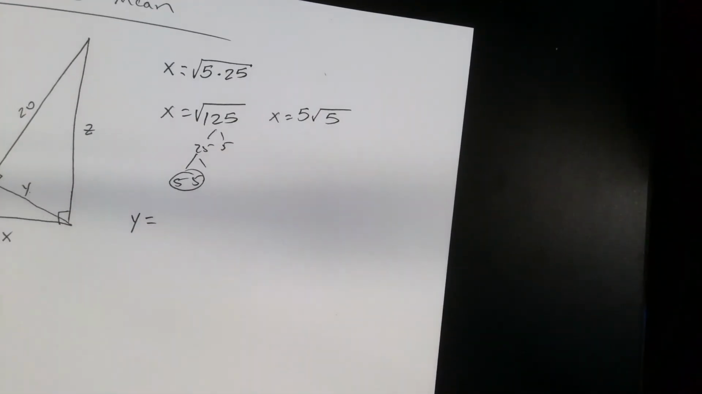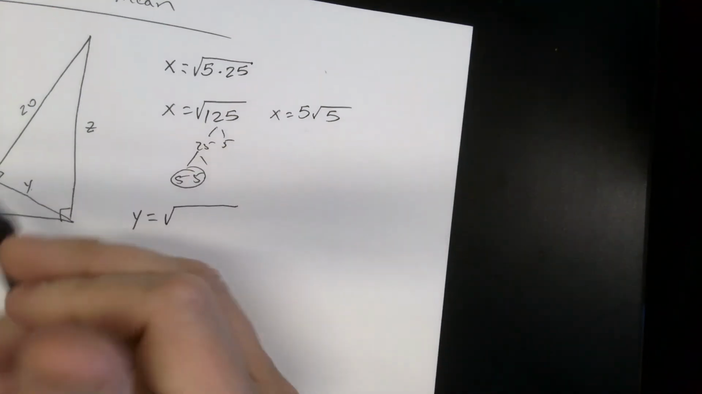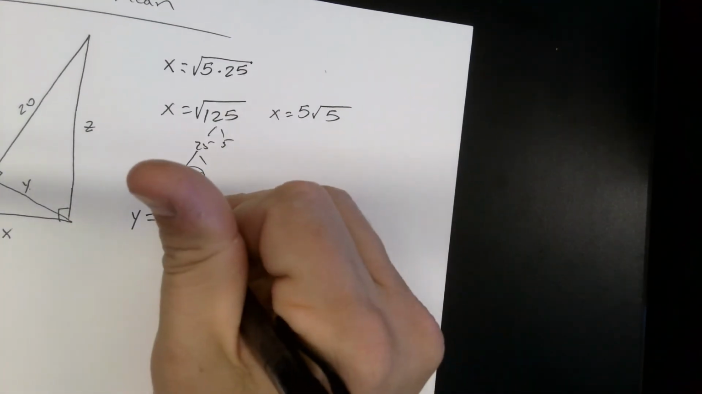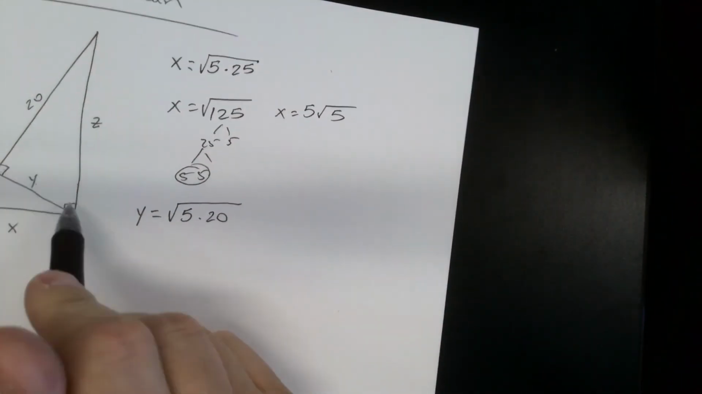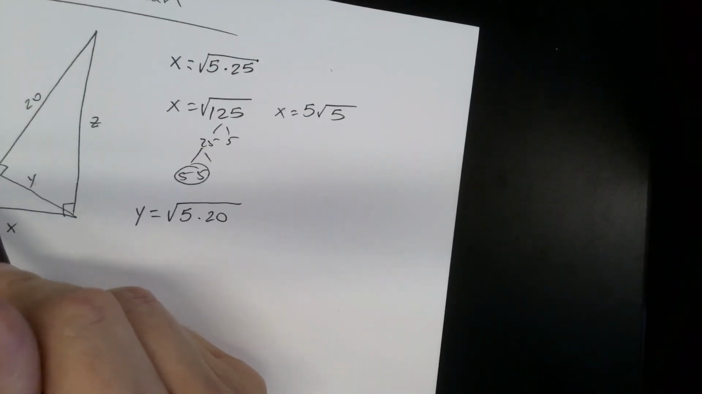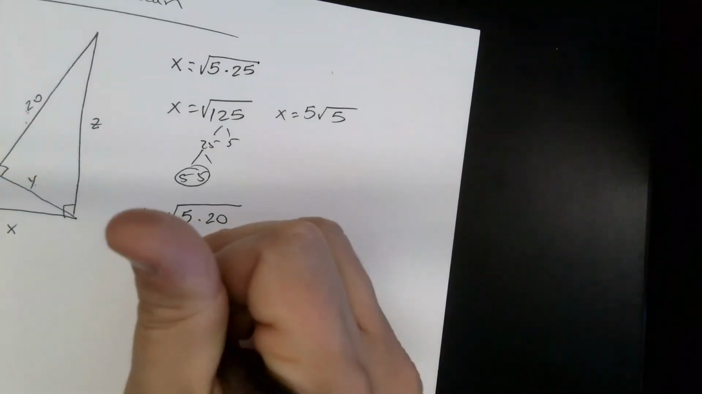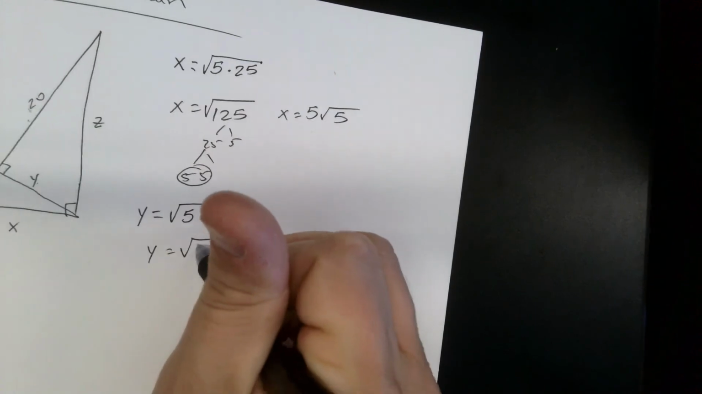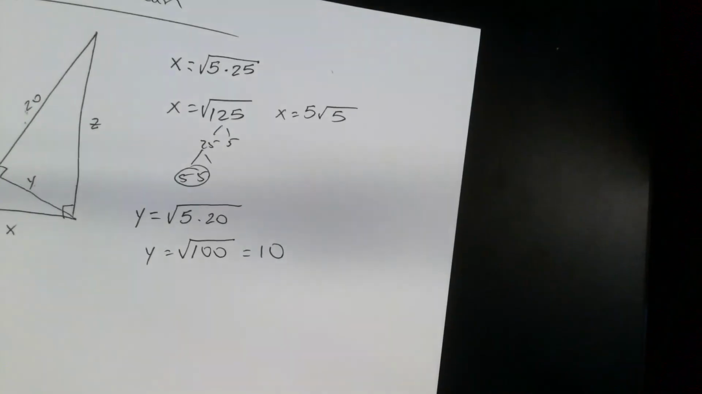So Y. Y is an altitude. So Y equals part 1 times part 2. Y is the altitude, so it's the two parts of the hypotenuse multiplied together. That gives us the square root of 100, which is 10. Oh, I got it right. Okay?